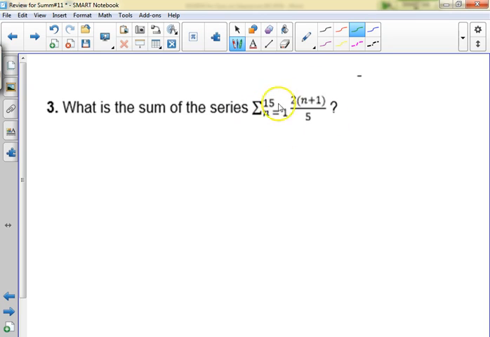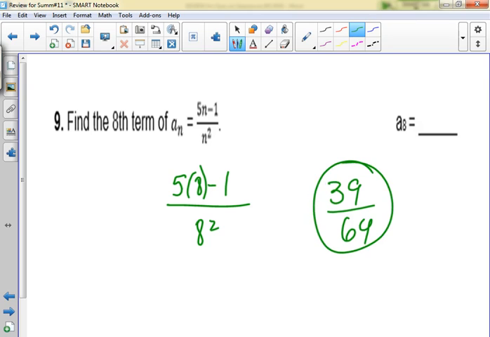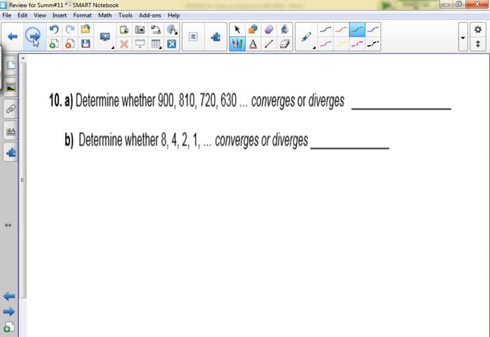Everybody knows how to do this one? Just type it in your calculator so I can skip that one. Find the 8th term. What do you do here? You just put an 8 in, right? So you get, I think, 39 over 64. I did the mental math right.